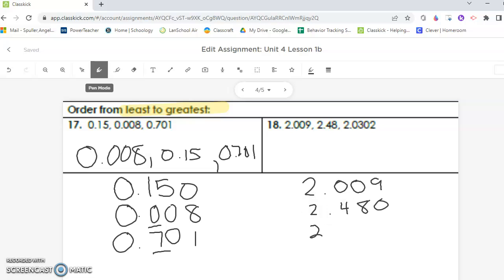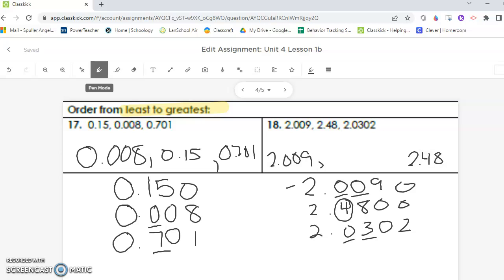I'm lining them up based on this. Again, it's asking me to go least to greatest. So, smallest one, well, these both have zeros. This one has a 0, but this one has a 3. So this one here is smaller. So I'm going to put 2.009 first. Now, this one has a 4 where the others have a 0. So it's our biggest one, right? 2.48, which leaves me 2.0302 in the middle. All right.